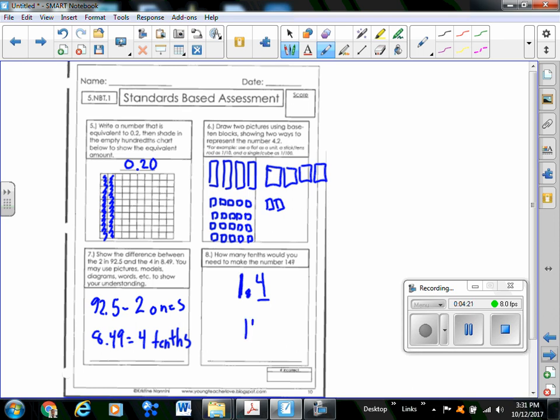How many tenths? You would need 14/10. You would actually need 140 to make the number 14. Because to make the number 14, you would have to have 14 and then a 0 in the tenths place, which would be 140.